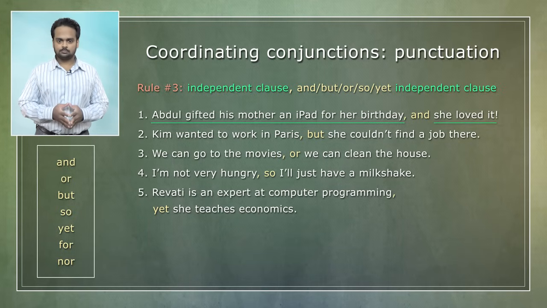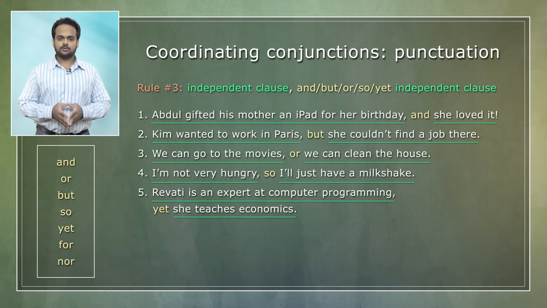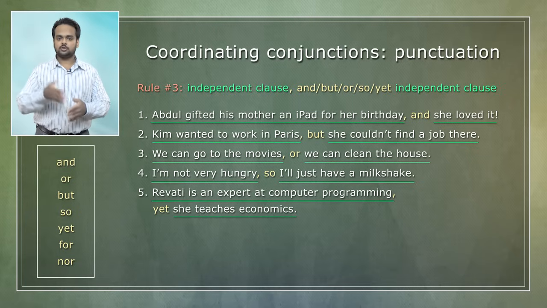That is the rule. In all of these examples, there are 2 independent clauses connected by a conjunction. In number 2, Kim wanted to work in Paris is the first clause, and the second clause is she couldn't find a job there. The conjunction but connects these clauses and shows contrast. That is, it shows that the 2 clauses are opposites.